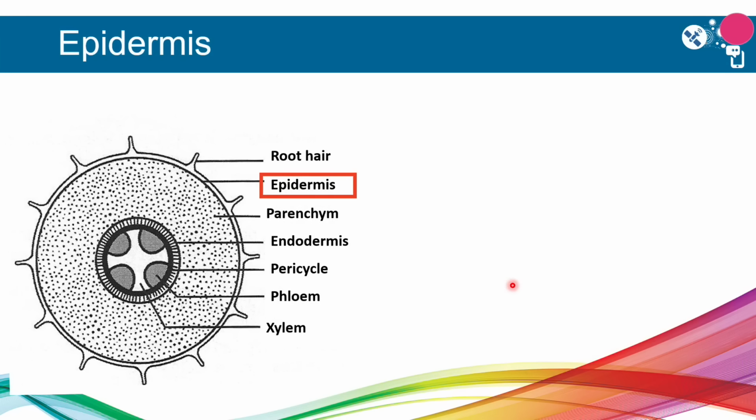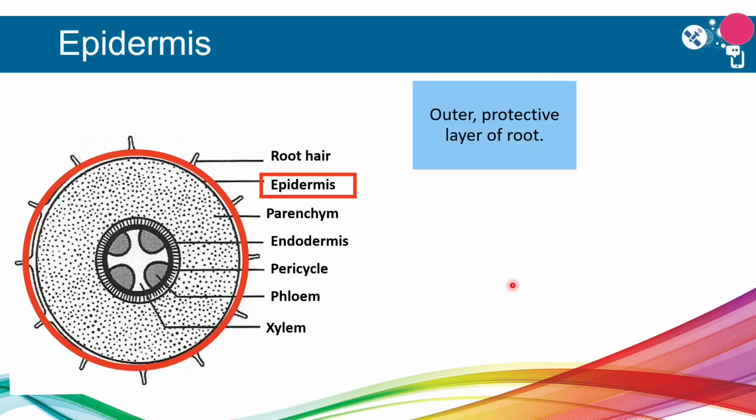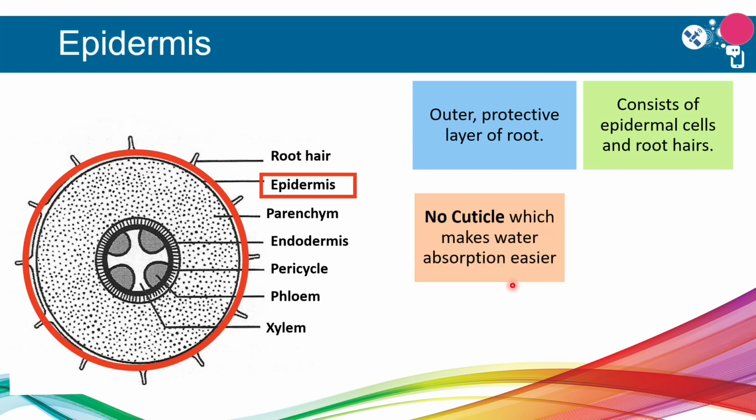So diving into the first layer is the epidermis. You've learned that the epidermis is the outer protective layer of this root. It's also transparent. The epidermis of the root doesn't have a cuticle. That is quite important, and that makes it easier for water to be absorbed.